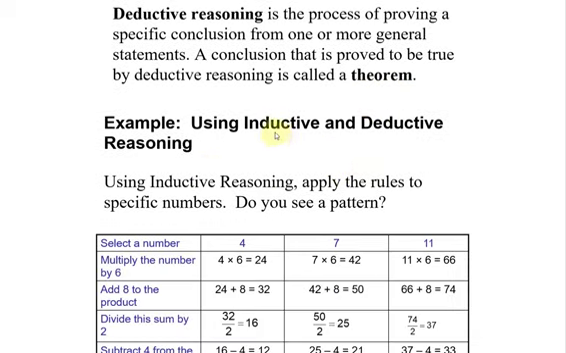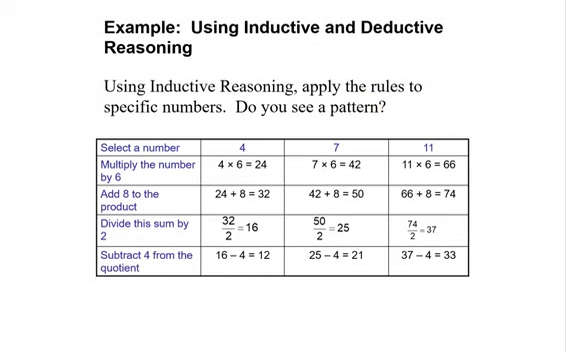Now in this example, we are using the inductive and deductive reasoning. Using inductive reasoning, apply the rules to specific numbers. Do you see a pattern here? We can have any number here, 4, 7, and 11. The first step is we multiply the number by 6. Then we add 8 to the product. So we add 8 to all the values.